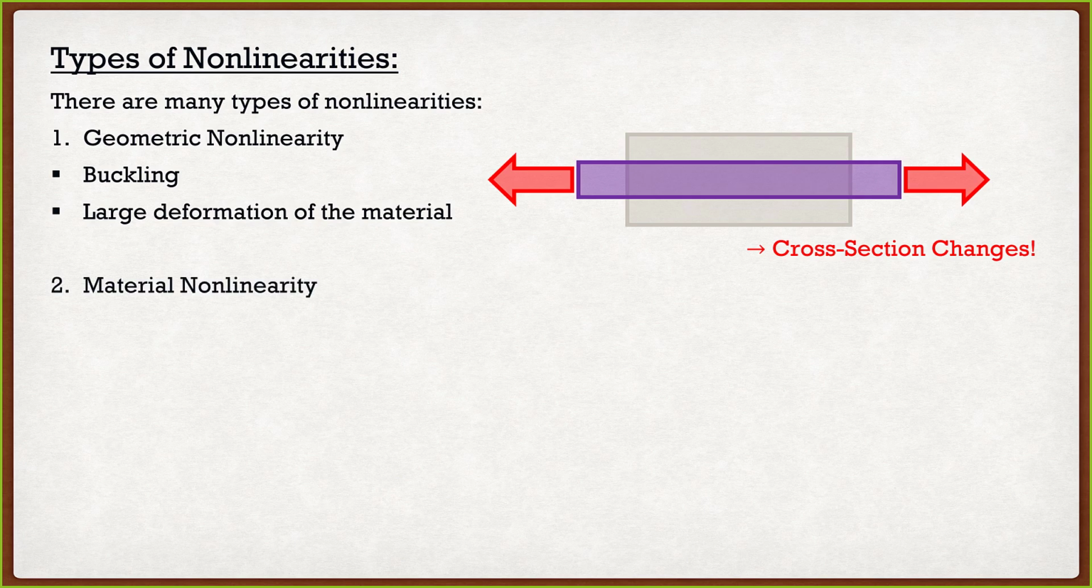Excuse me, guys. The second one is material nonlinearity. So the first one, of course, is going to be plasticity.